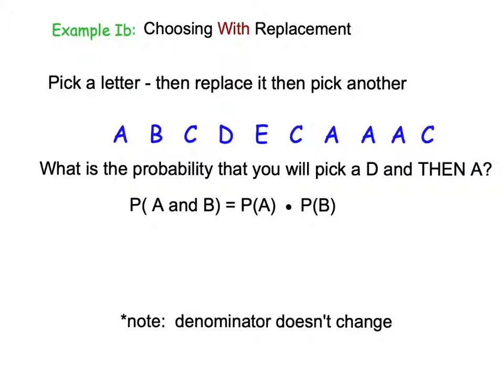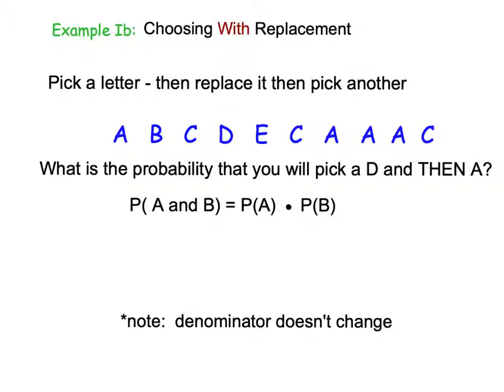Here's a sub-example of independent events. It's called choosing with replacement. Given this list of letters, I'm supposed to pick a letter and then replace it and then pick another. What is the probability that you pick an A and then pick a B? The key here is that we're choosing with replacement. So the denominator of possible outcomes won't change.